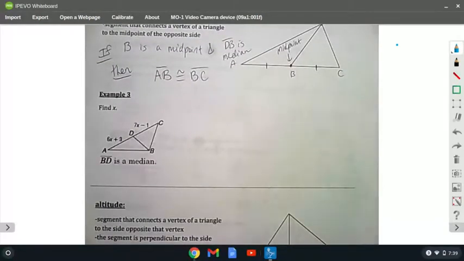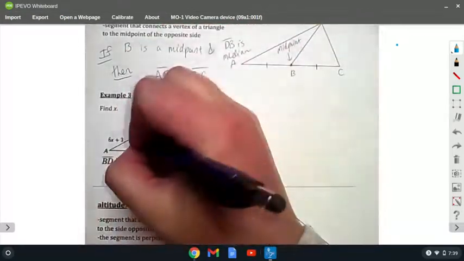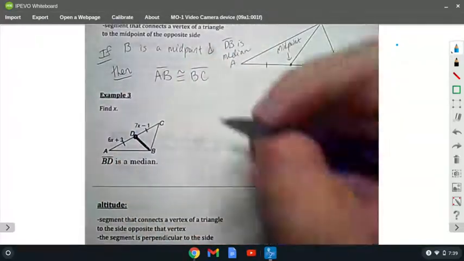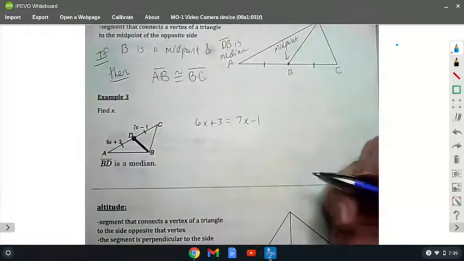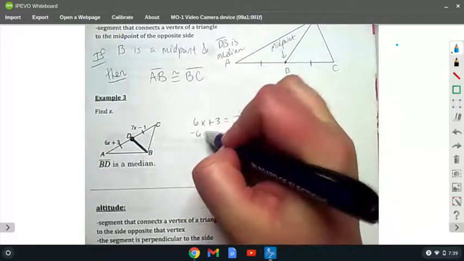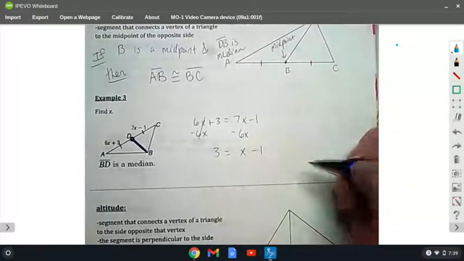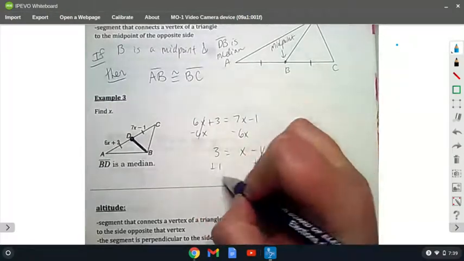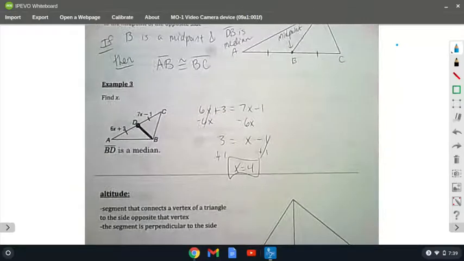Now looking at this triangle, they're saying BD is a median. If BD is a median, then D is a midpoint. So that means these two pieces are congruent. So I can set 6x plus 3 equal to 7x minus 1. I can take away 6x from both sides. Leaves me with x minus 1 over here. And then I can add 1, and I'm left with x is 4. And all they asked me for here was x, so I'm all set.